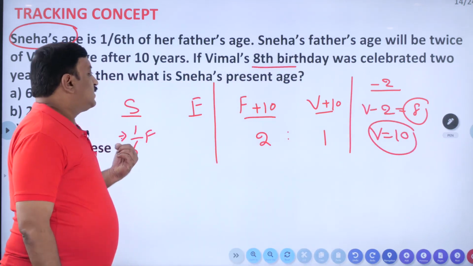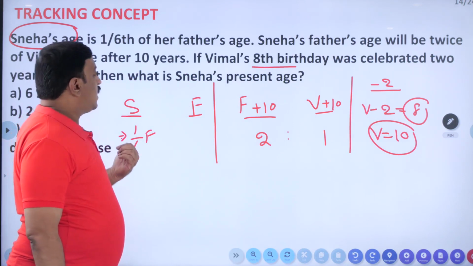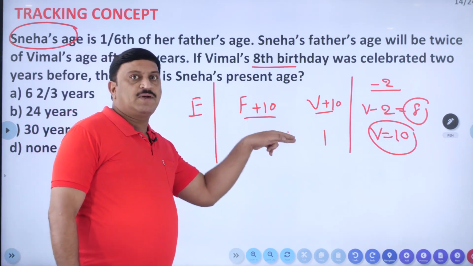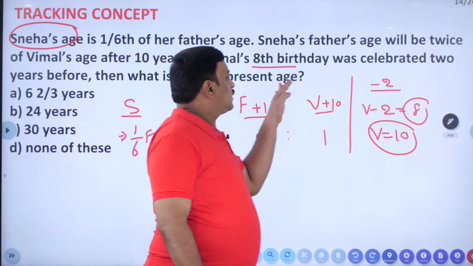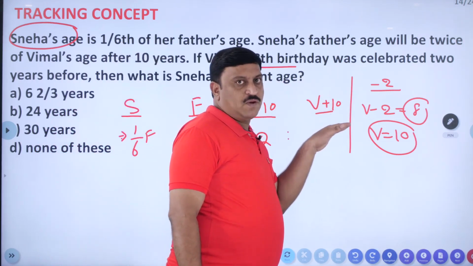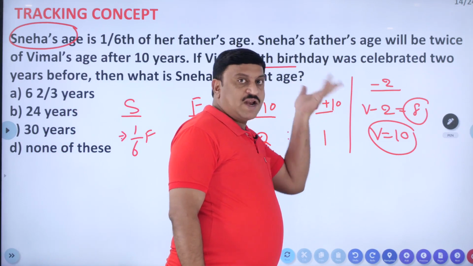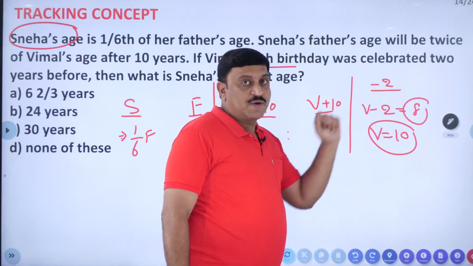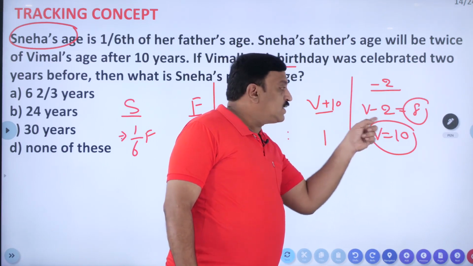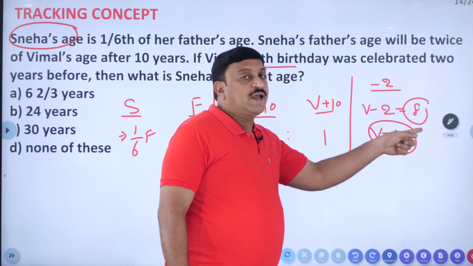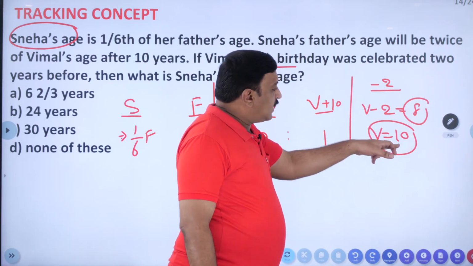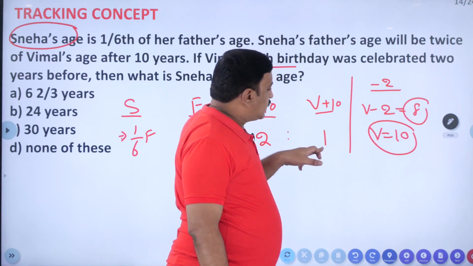I need to get Sneha. Sneha is compared with father, but it is not exactly present, it is 10 years after. Again, father's age is compared with Vimal's 10 years after only. But Vimal's age after 10 years is not given. It is Vimal's 2 years back he celebrated his birthday. That's what is given. For that reason I said, since 2 years back it was 8, for present it is 10.